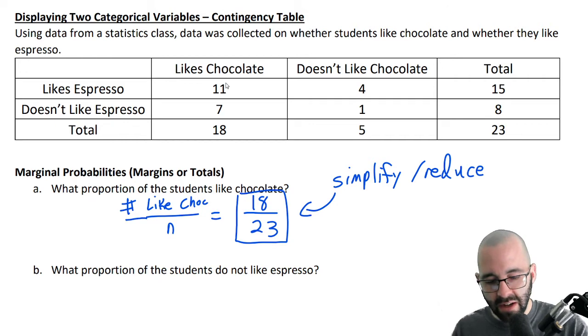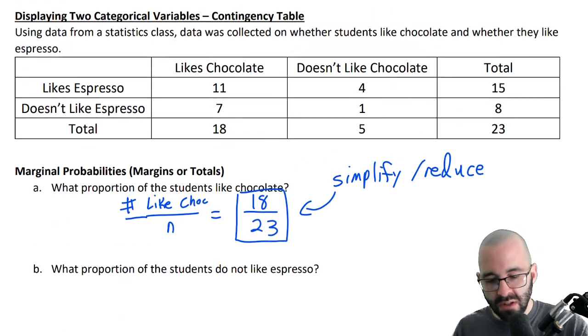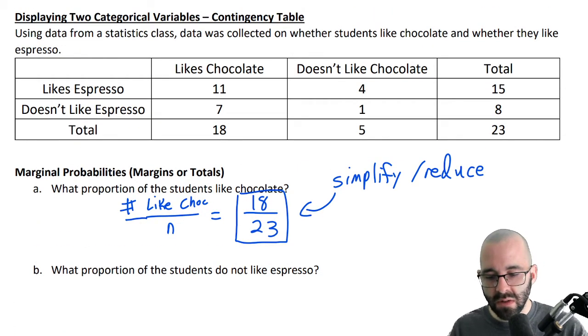But always verify. What proportion of the students do not like espresso? Doesn't like espresso, it's right there. Well, there's 8 students who don't like espresso: 7 students here and 1 student here for a total of 8 students. Then there are 8 students that don't like espresso out of a class of 23. This is already reduced.